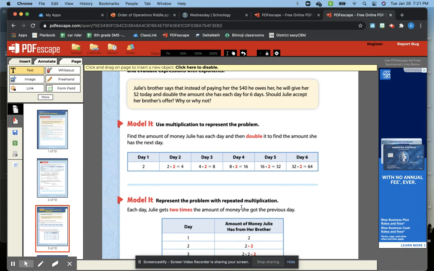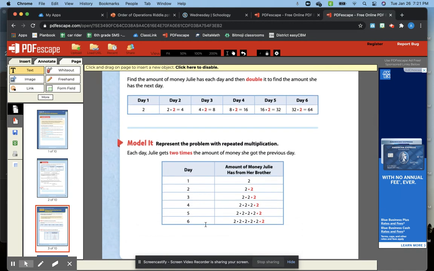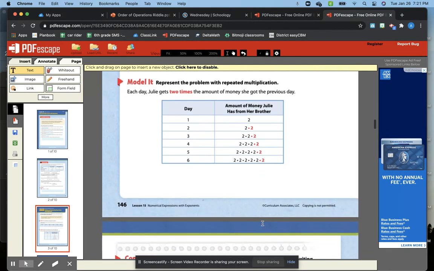Also, you could think of it this way. You could kind of make a table, and on day 1, or just all your days 1 through 6, and then you just multiply, add a 2 to each time. So 2 to the second power, 2 to the third power, 2 to the fourth power, and so on. Both of those will get you the same answer.